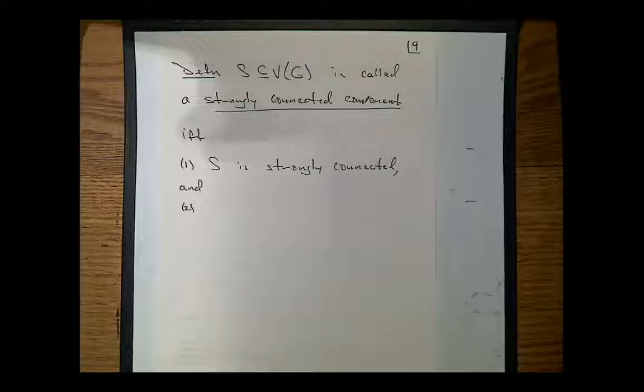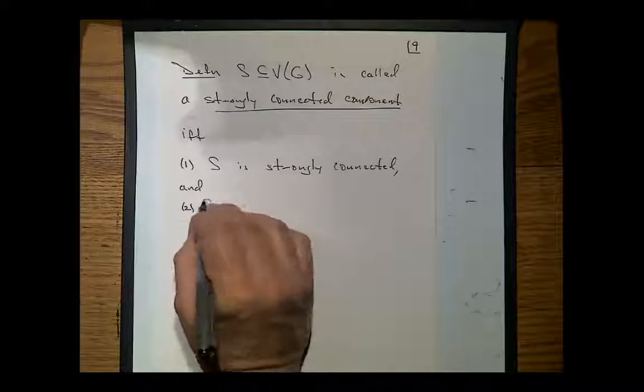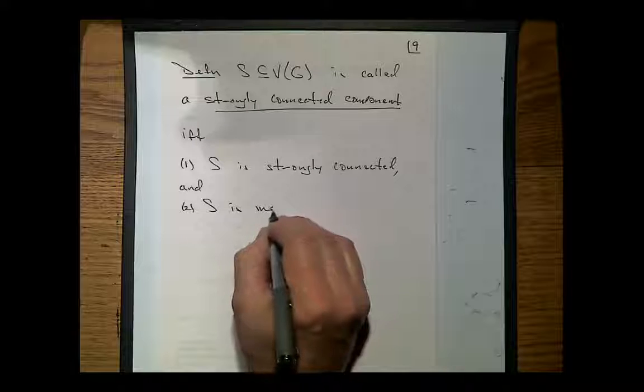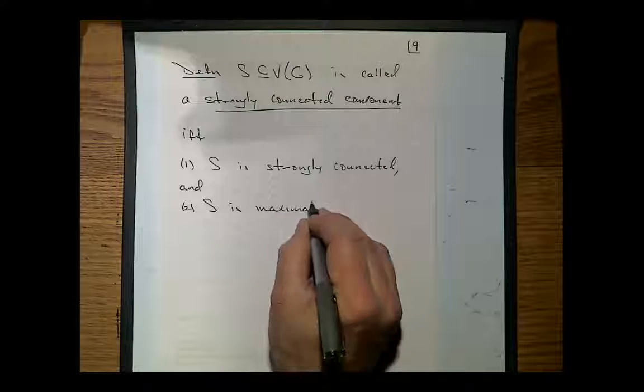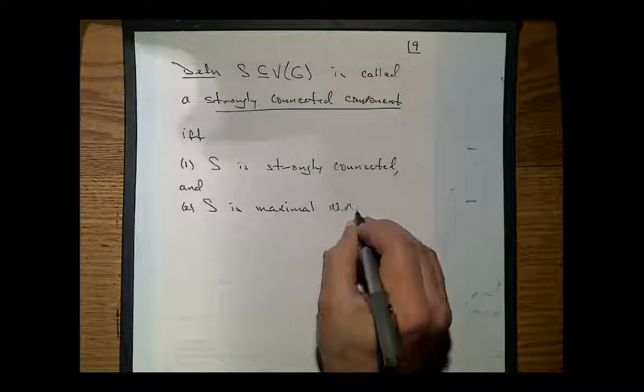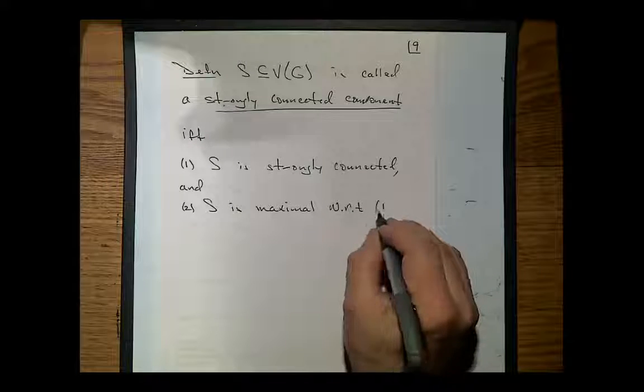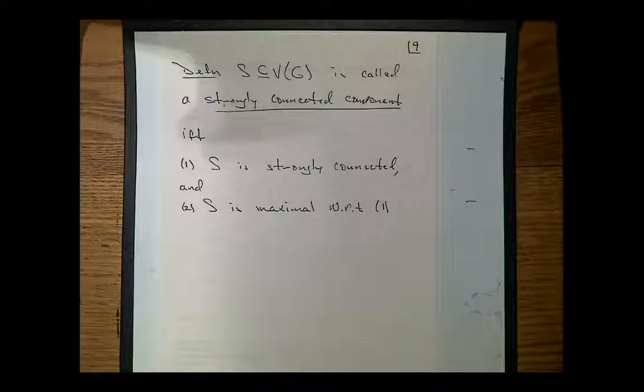And two, what's the part two? Can somebody tell me? Yes? S is maximal with respect to property 1. WRT means with respect to 1. In other words, what does maximal mean? It means it can't get bigger. It can't get bigger and stay strongly connected.